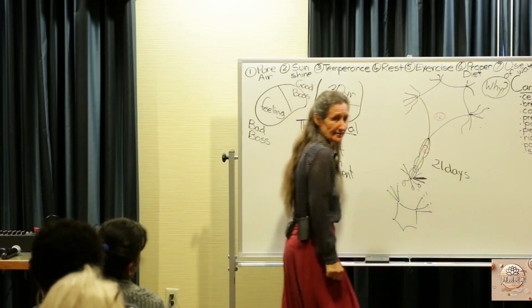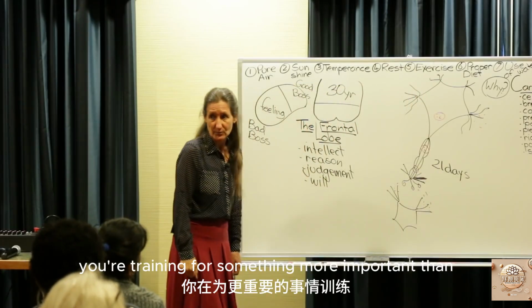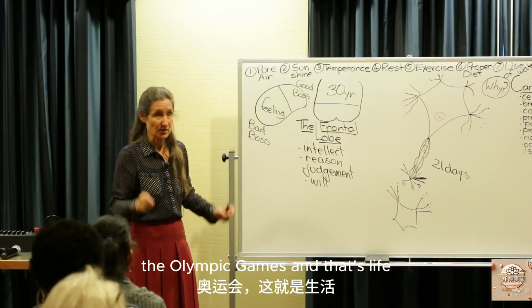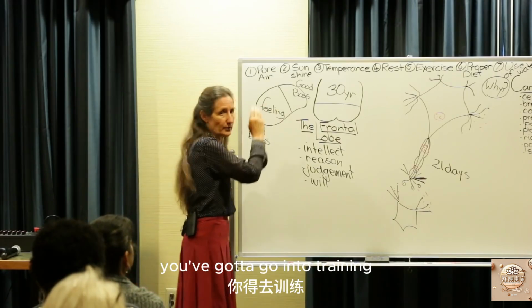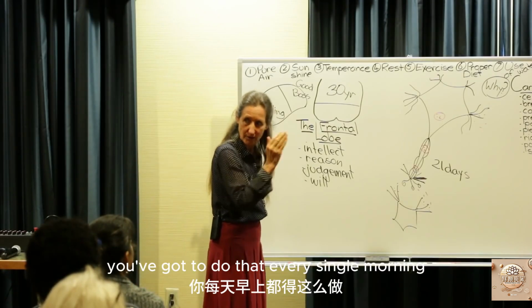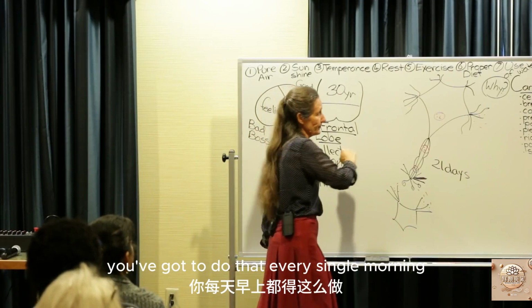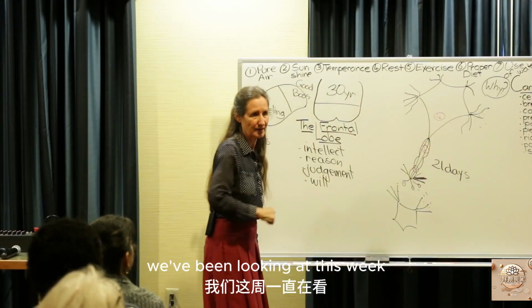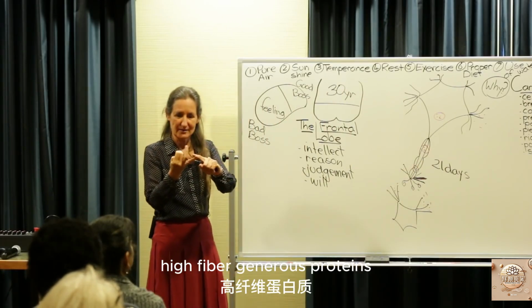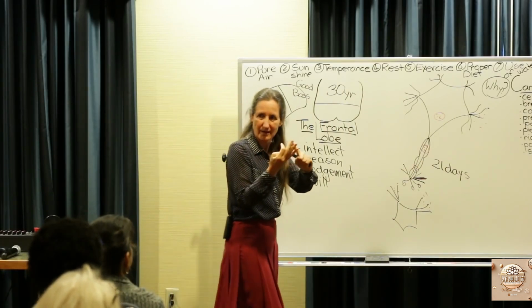Exercise. You're training for something more important than the Olympic Games, and that's life. And that's the latter years of your life. You've got to go into training. You've got to do that every single morning. Proper diet, which we looked at in our last lecture and we've been looking at this week. High fibre, generous proteins, healthy fats.